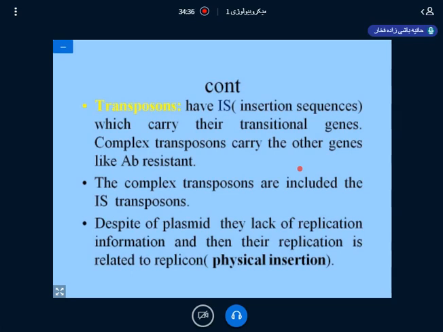It's an important header. Transposition is insertion sequence which carries the transposition gene. In IS, we have the transposition gene. Complex transposons carry other genes like antibiotic resistance. The complex transposons include the IS transposon, and they can exist despite plasmid, or lacking replication information. The replication is related to replicon.